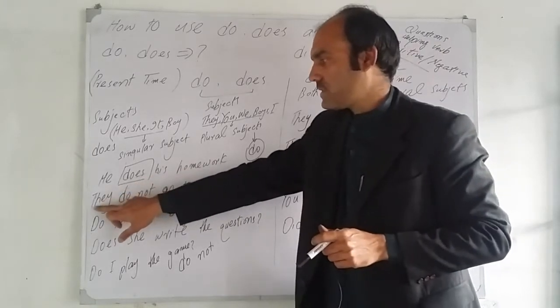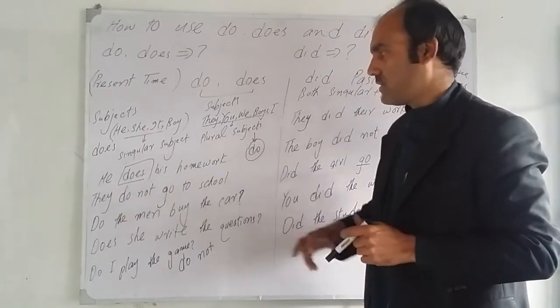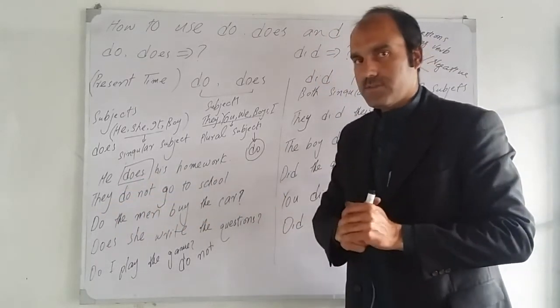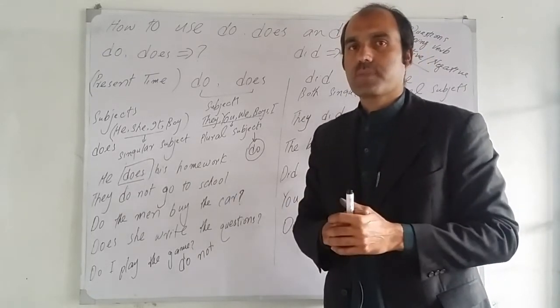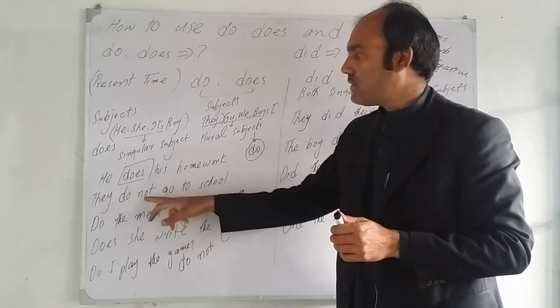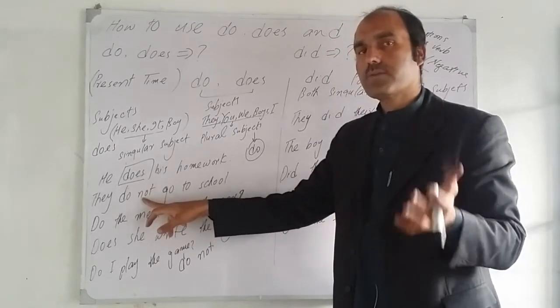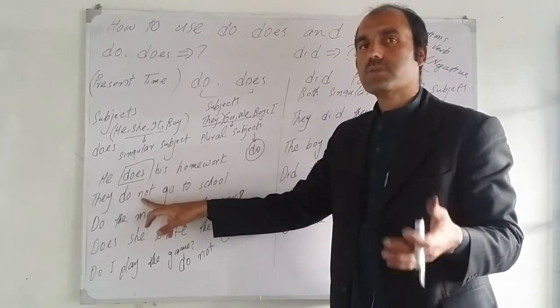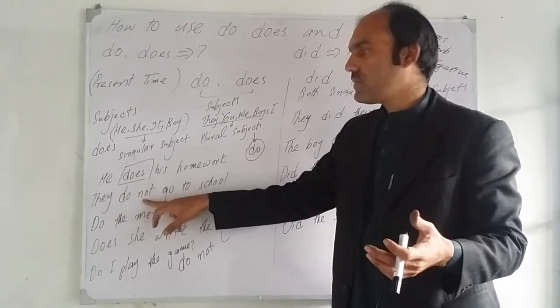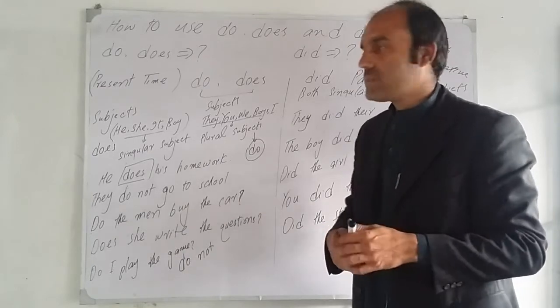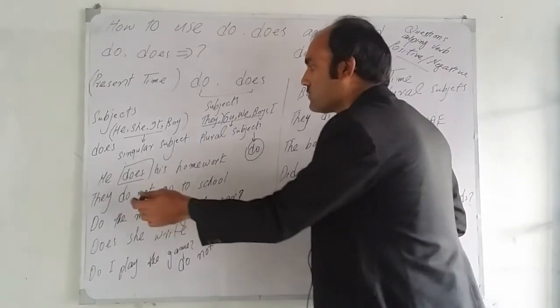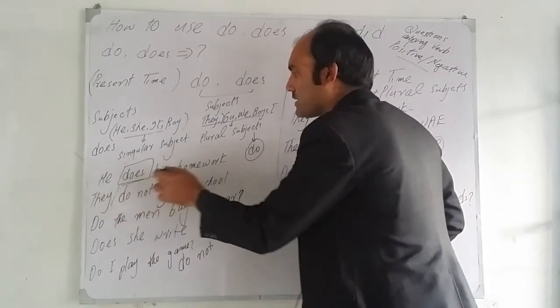Now come to this one. They did not go to school. This sentence is called a negative sentence. A negative sentence is when we have not in the sentence. So whenever you have not or no in your sentence, that is called a negative sentence. So here we have not. This is a negative sentence. For negative sentences you can also use do not and does not.